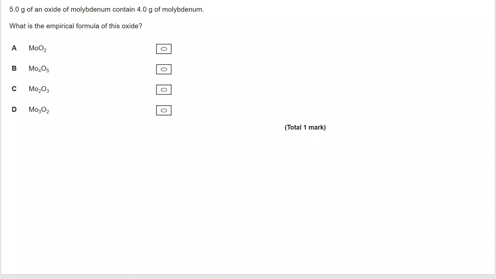This is an AQA A-level multiple choice question. This one is on the topic of amount of substance. Going to recommend you pause, try it, and then review. So on this one, you are working out an empirical formula.